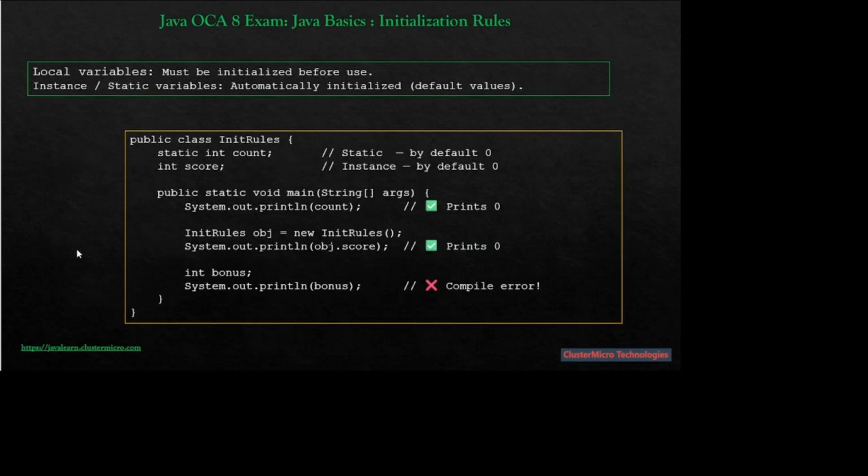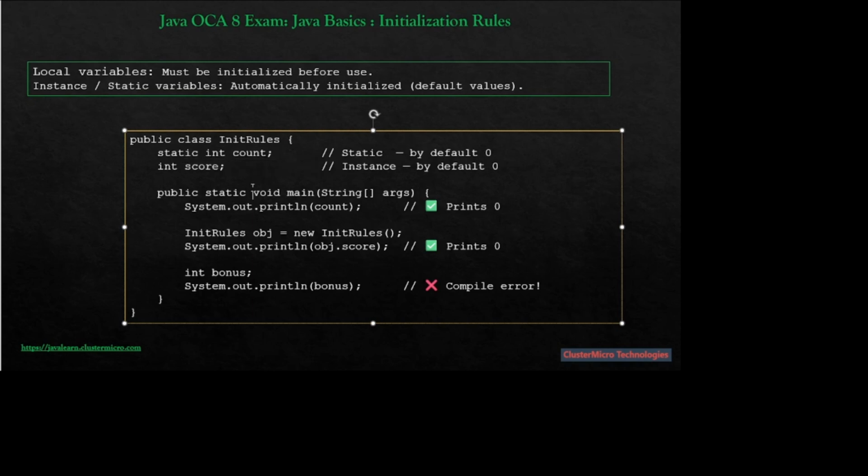So local variables must be initialized before use. You have three types of variables, right? You have static variables and instance variables. Those two are by default initialized by the system. So int variables are given a default value of 0, for static as well as instance variables. So in this case, static int count or int score, both are given a value of 0, no issues.